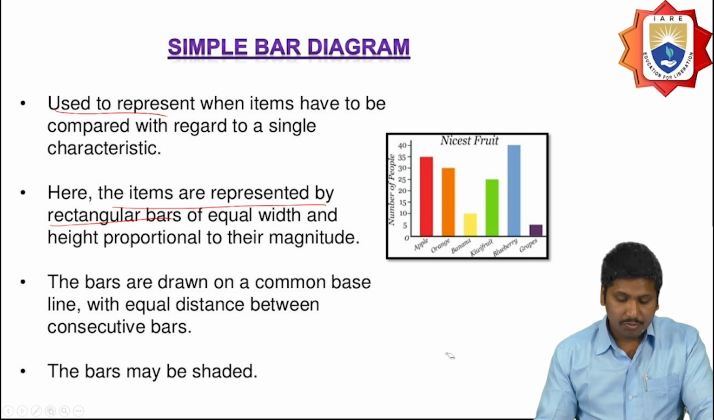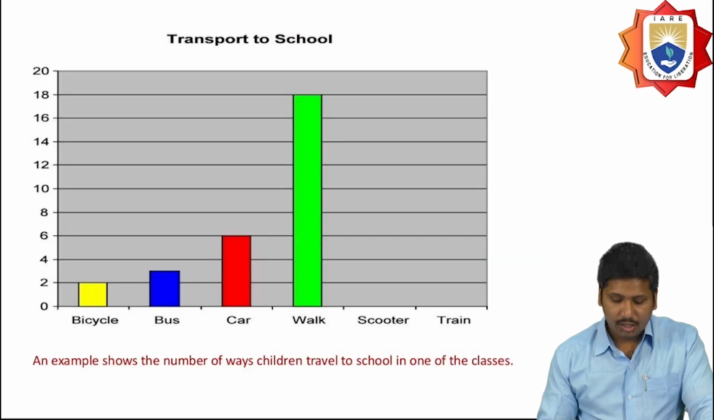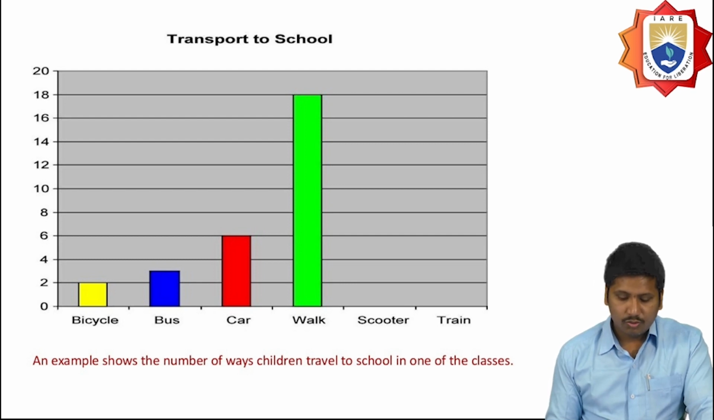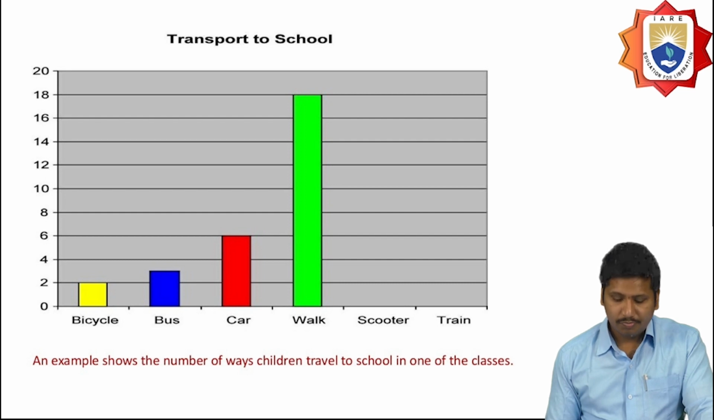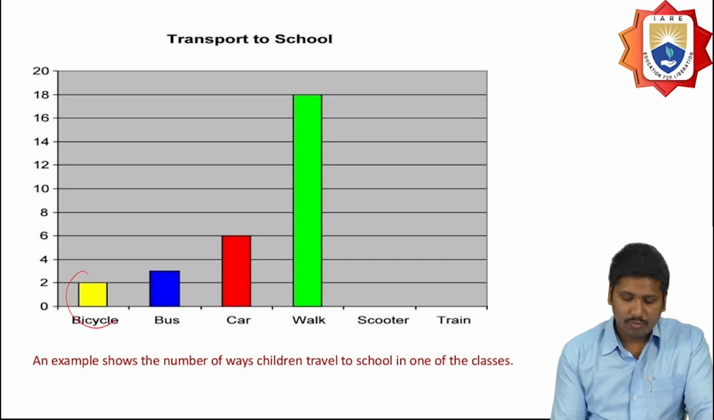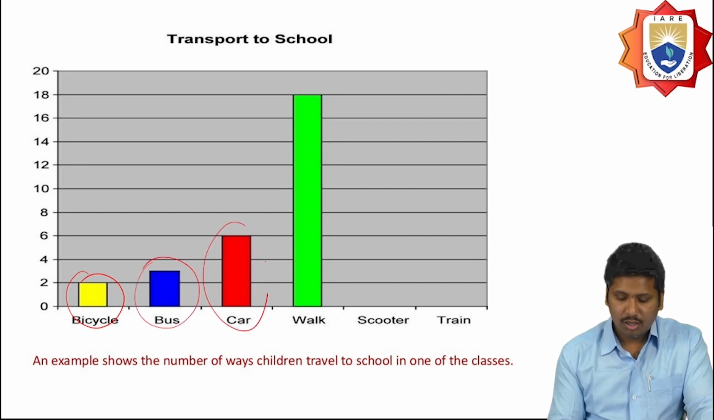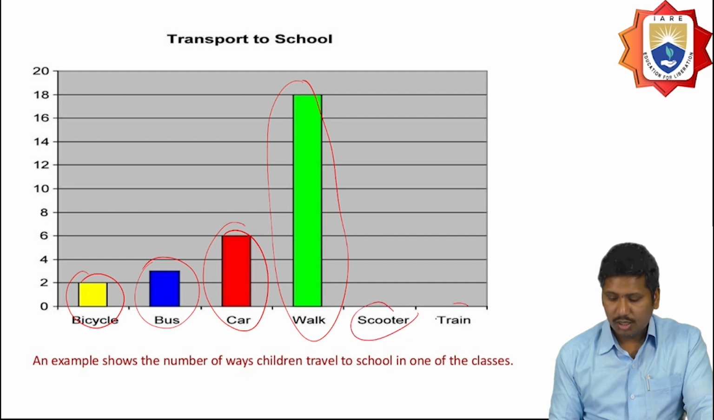Suppose I'm going to represent, see another example. This example shows the way children travel to school in one of the classes, right? Most of the school children, what should be their transportation, I want to know. So I have to represent how many students are coming by bicycle, how many by bus, and then by car, and then how many by walk, and scooter, train, like this I want to know. So I want a simple bar.